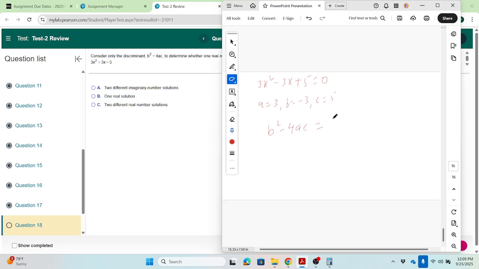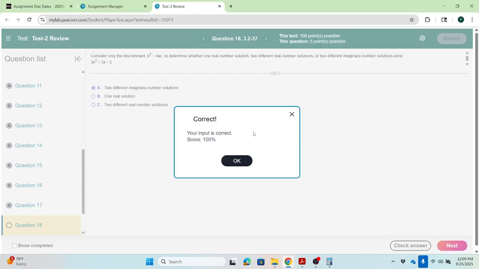B squared is negative 3 squared, minus 4 times a times c, which is 9 minus 60, which is negative 51. If b squared minus 4ac is negative, then you will have two imaginary solutions. That is the rule. Two imaginary solutions.